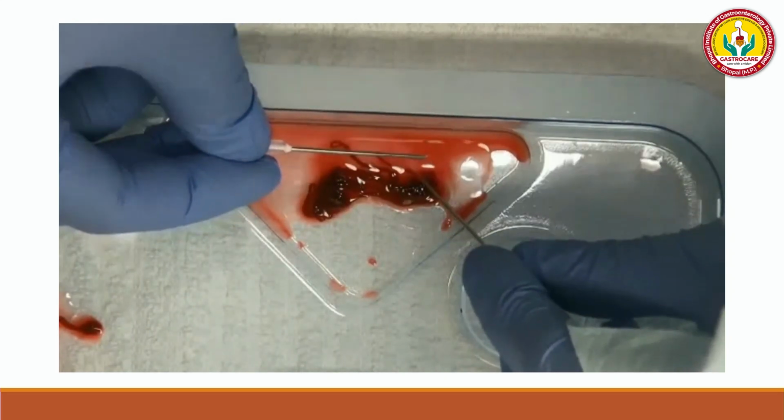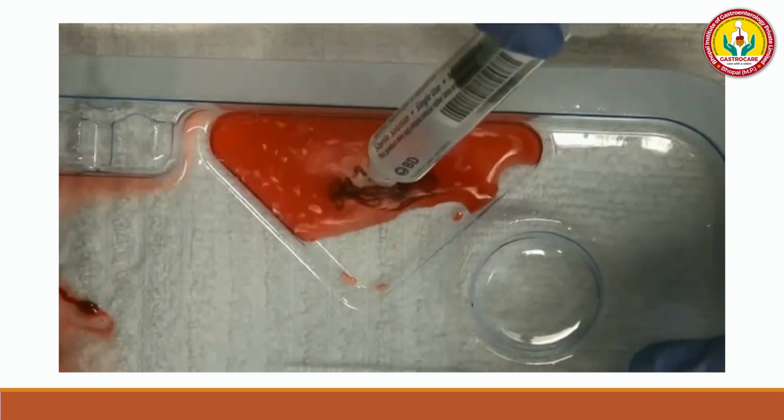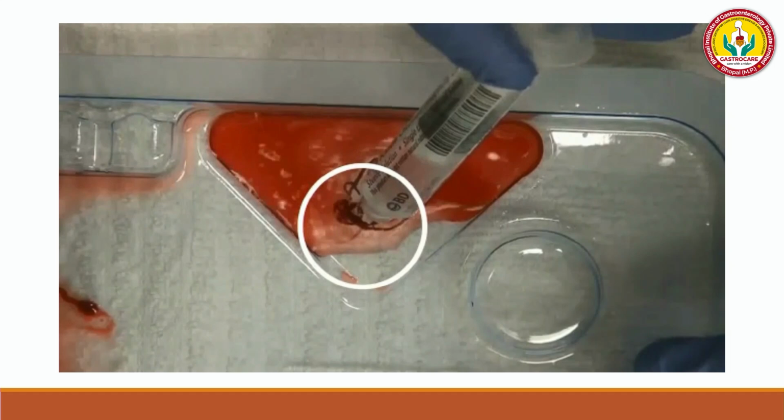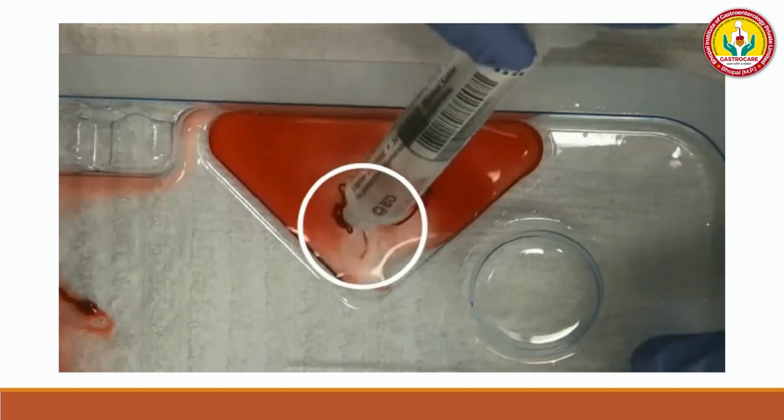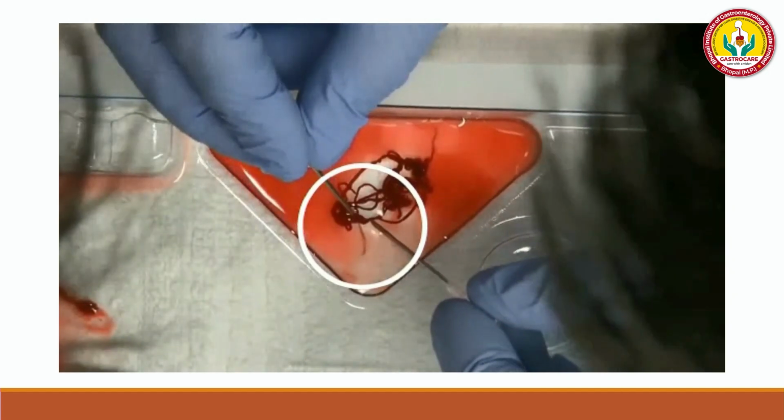So separate all the cores and then collect them in a separate container, and then pick up the white cores.